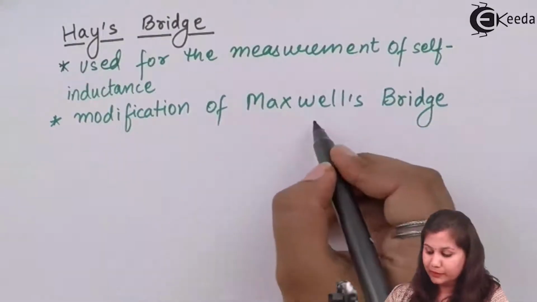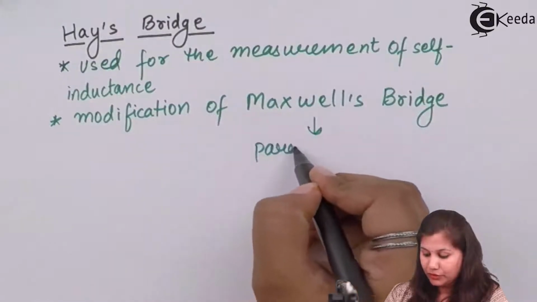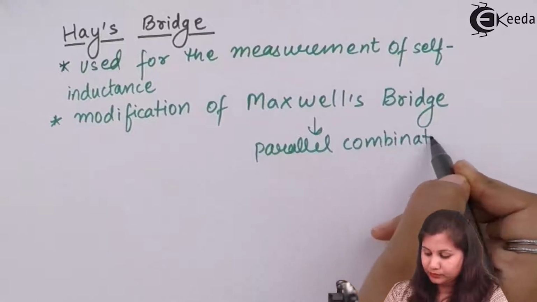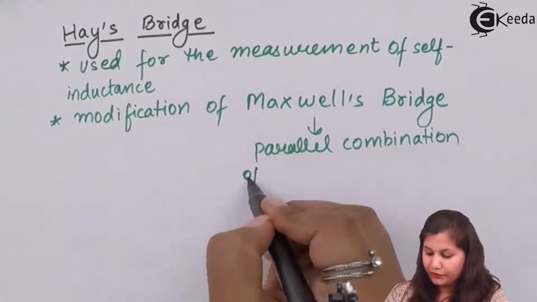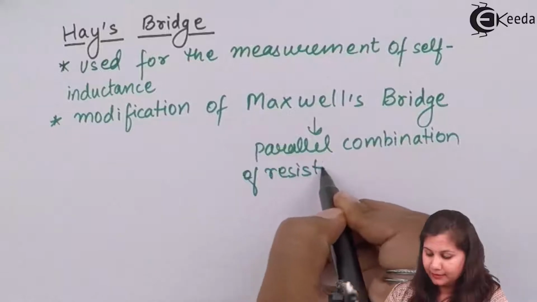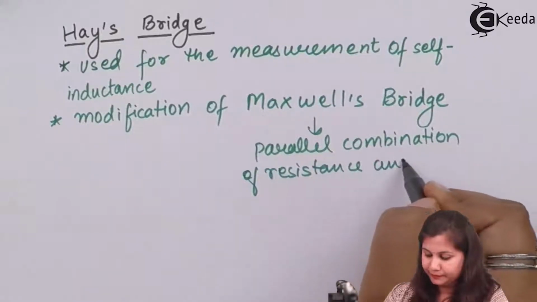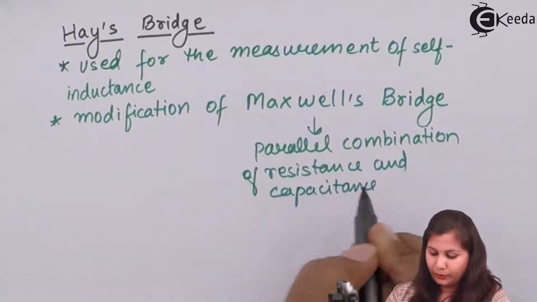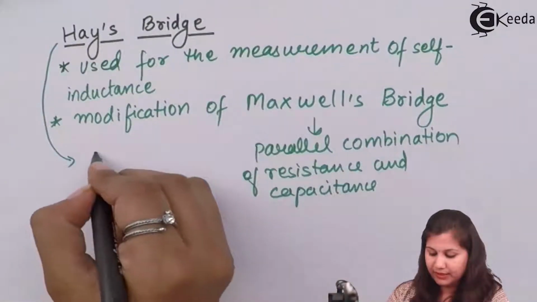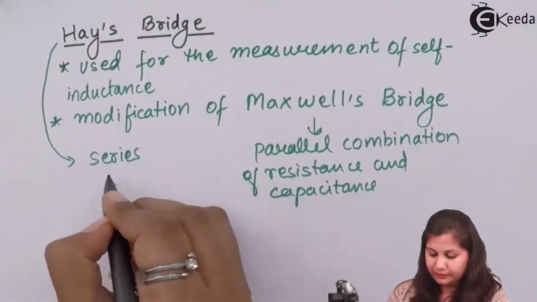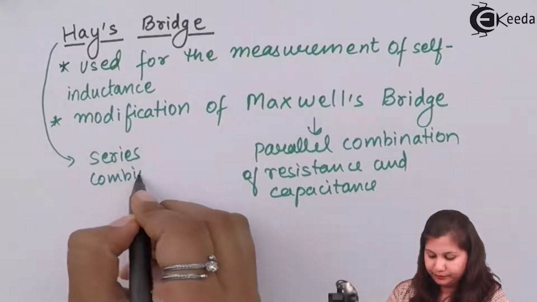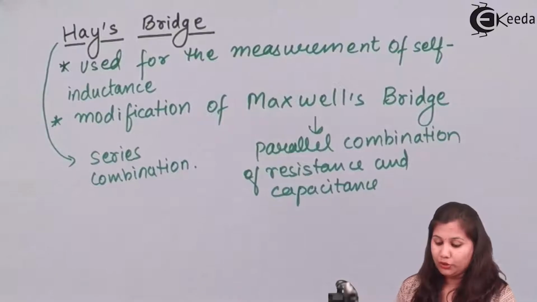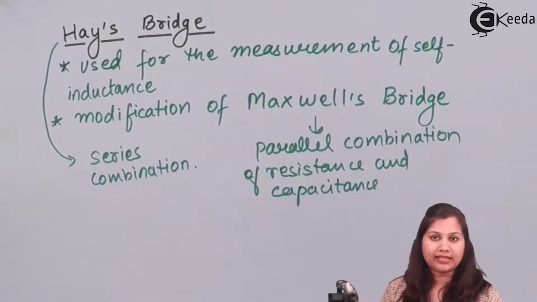So in Maxwell's bridge we have a parallel combination of resistance and capacitance, whereas in the Hay bridge we have the series combination. Okay. So the Hay bridge is a type of alternating current bridge.